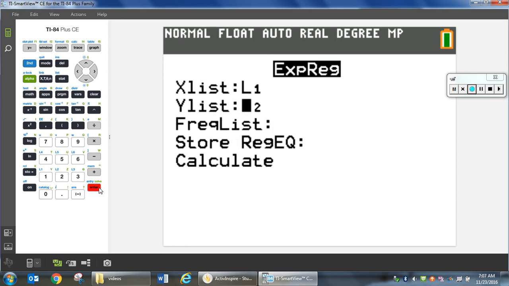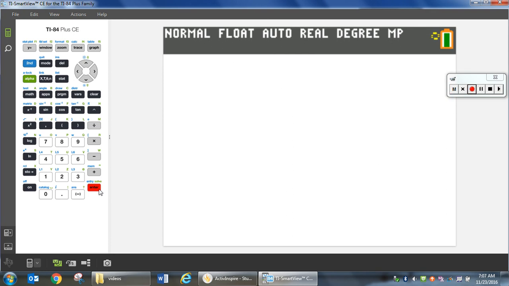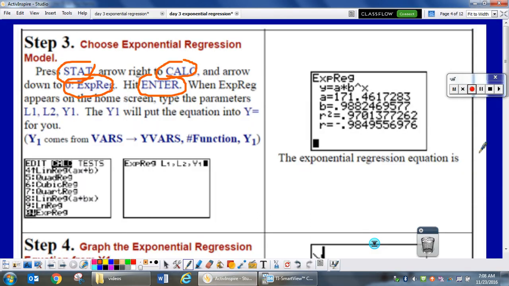Enter. You can just enter through all of here, down to calculate, and there we go. Okay, so here's our equation, and I believe it wants us to round to the nearest, let's do 2 decimals. So you can see your A value, 171 and 46 hundredths, so that's about where it starts. And then your B value is 99 hundredths, so that's less than 1, which means it is decay, slightly decaying.